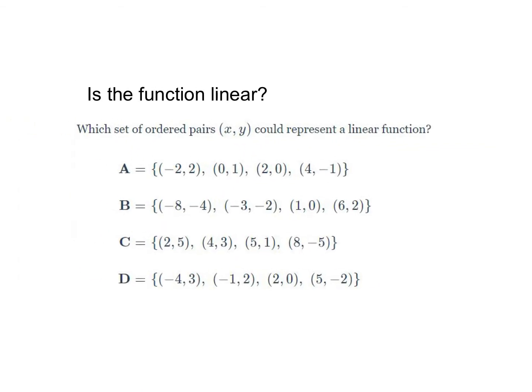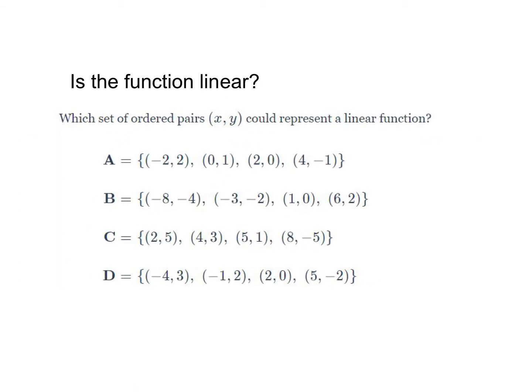On this one, they're asking, is the function linear? So I have been given ordered pairs and I'm being asked which one is a linear function, which one looks like a line, which one fits the equation y equals mx plus b. What I need to know, what's most important, is that it has a constant rate of change or a constant slope. And there's several ways to find slope.